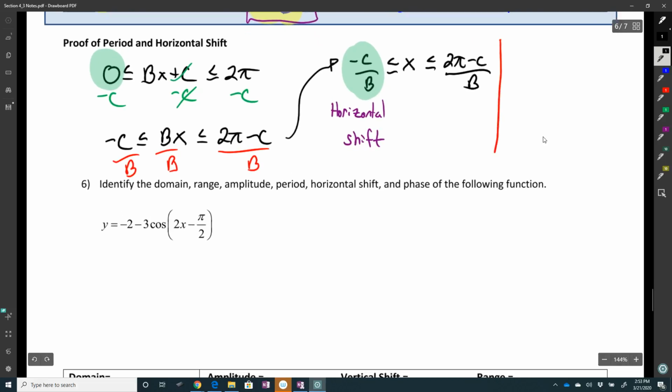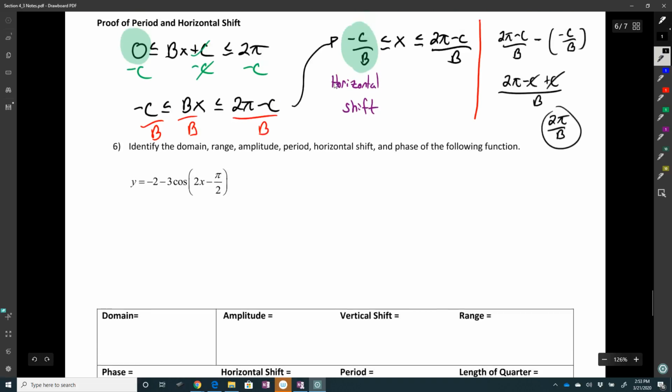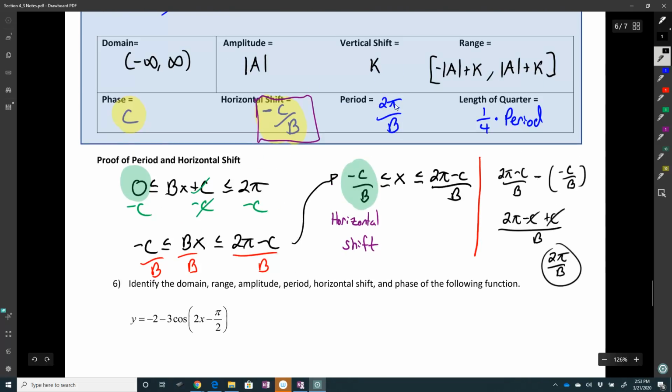Oh, almost forgot to prove the period. So to prove the period, you just subtract the two. And notice they have the same denominator, double negative. The c's cancel, and you get 2 pi over b. So that's the proof for why the formula for the period doesn't change, and that proves the horizontal shift.